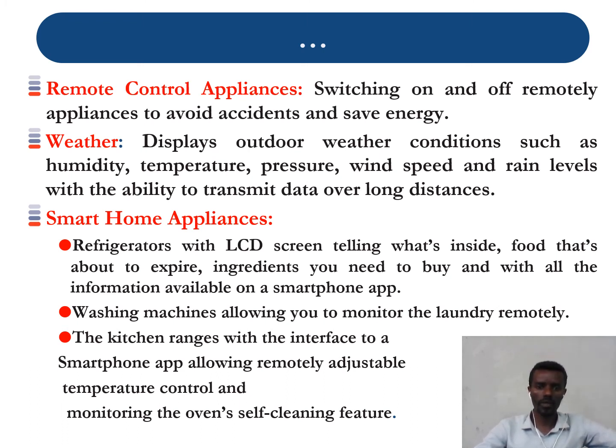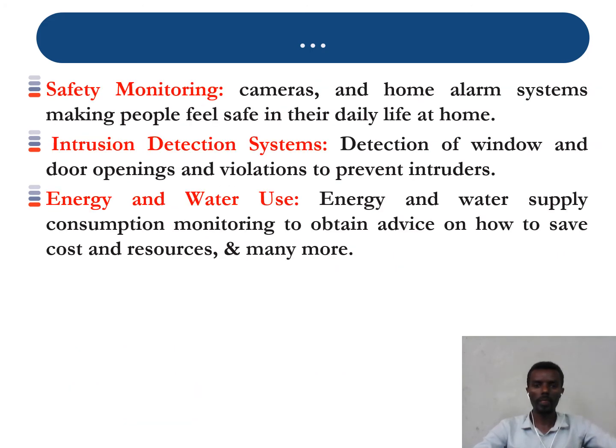Then smart home appliances like, as I've said, LCD refrigerators or washing machines, or the kitchen ranges. You can use this application on your mobile and then directly adjust and monitor them as you want, or use the self-cleaning feature. So the oven can also clean itself on its own.